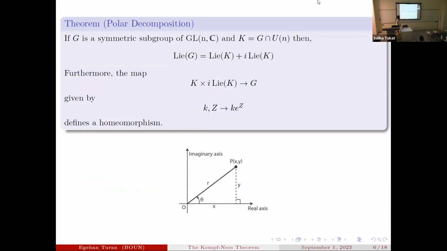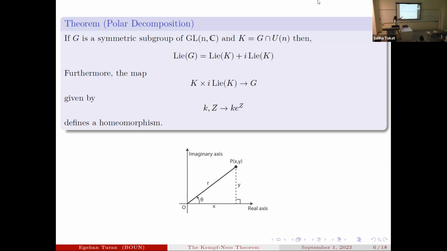Now I will give you my first theorem without proof. This theorem states that if you take any symmetric subgroup G and look at the unitary matrices inside this group, and let's call this K, then the Lie algebra of G is equal to the Lie algebra of K plus i times the Lie algebra of K. Moreover, I have this homeomorphism between this space and G.